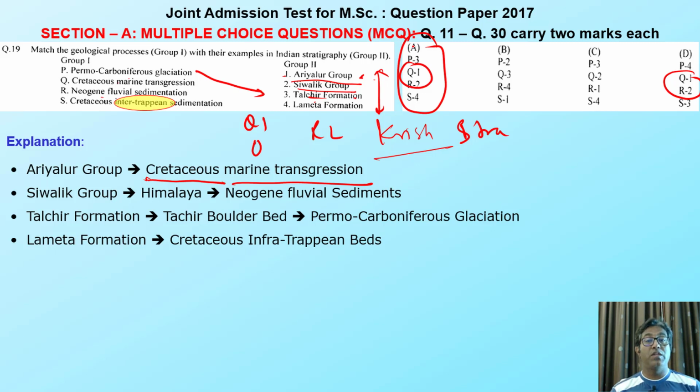No need to go for this Lametta formation, but still you should know the Lametta formation is related to Cretaceous infratrappean bed, not intertrappean bed. This is some error related to printing or something like this, so it shouldn't bother you. But Lametta formation is related to Cretaceous infratrappean bed. So my option is A.